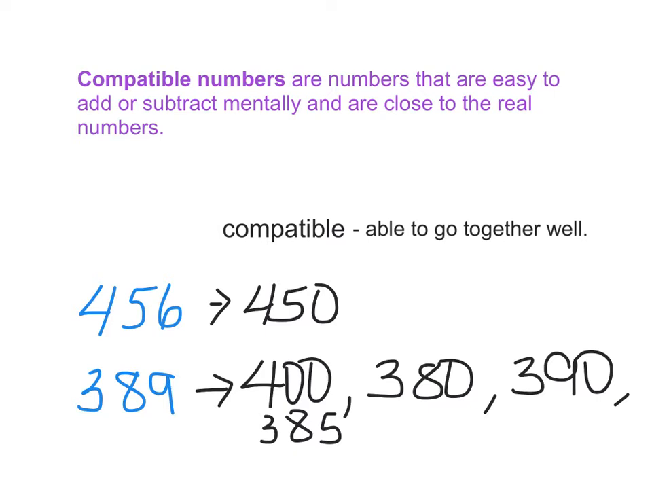Remember, when choosing compatible numbers, you want to choose numbers that are not only close to the real numbers, but numbers that are easy to add or subtract mentally. So let's review some addition and subtraction strategies that we have learned so far.